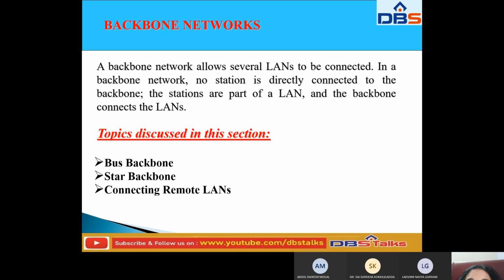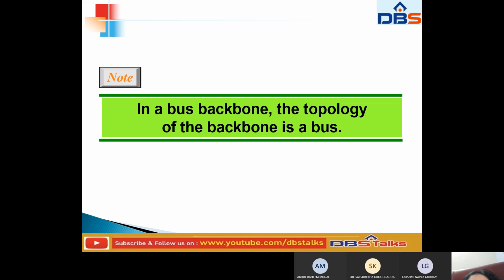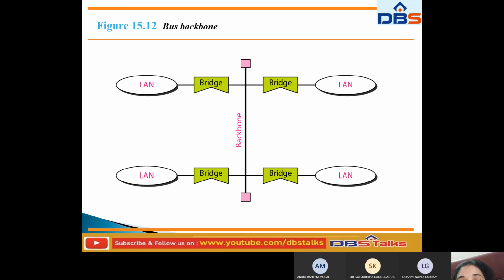In this, I'm going to discuss these topics: bus backbone, star backbone, connecting remote LANs. So now coming to the bus. In a bus backbone, the topology of the backbone is a bus. This is the diagram of the bus backbone. In the middle of the bus we have the backbone, and on the other sides we have two bridges, and we have the LANs. So this is the bus backbone.